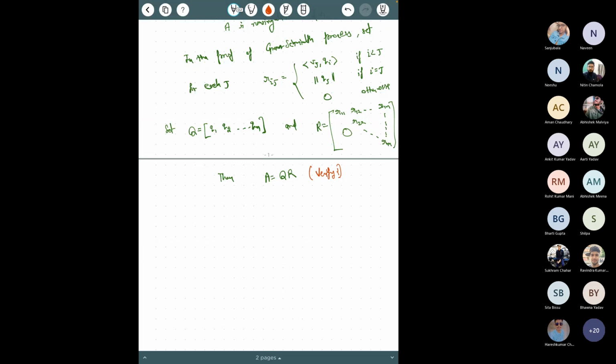In the process of Gram-Schmidt, we started with a linearly independent set of vectors. Yes, what do you mean by approximate eigenvalues? Meaning, exact versus approximate eigenvalues?